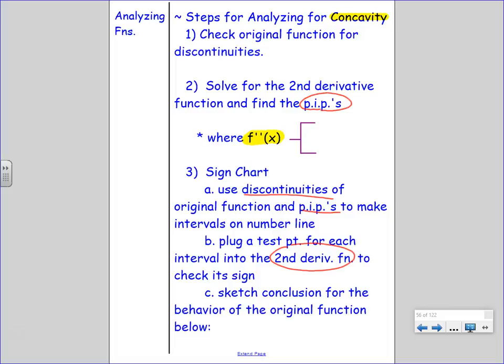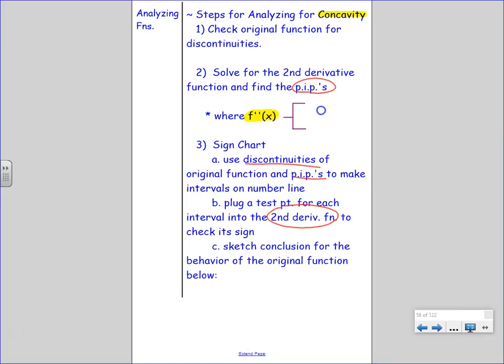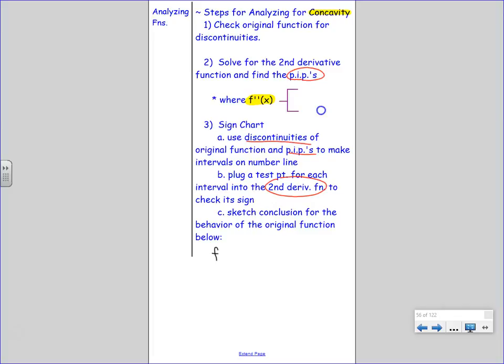To check its sign, sketch the conclusion for the behavior of the original function below. And what I mean by that is for f, if f double prime is positive or negative, that means that f is concave up or concave down, depending. And we could, if we needed to, which we usually don't because it takes a little extra time, say that f prime is increasing or decreasing. If they ask for concavity, they're not really asking for this third step. That's how all 3 of them connect. And technically, if we were to do it in a super snazzy order, I suppose I would actually put this one third and this one second.